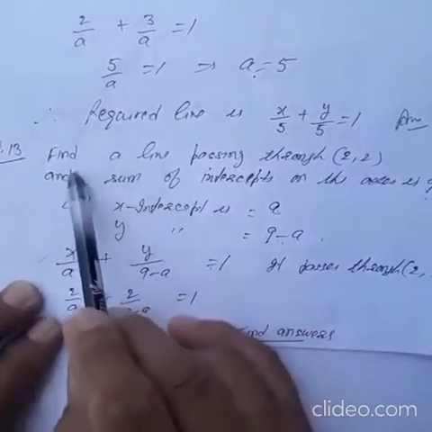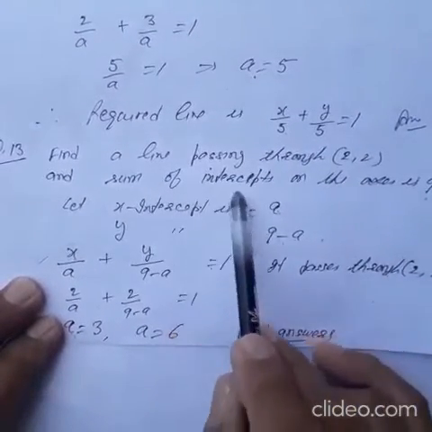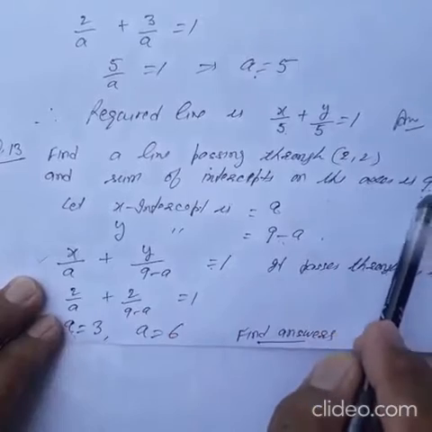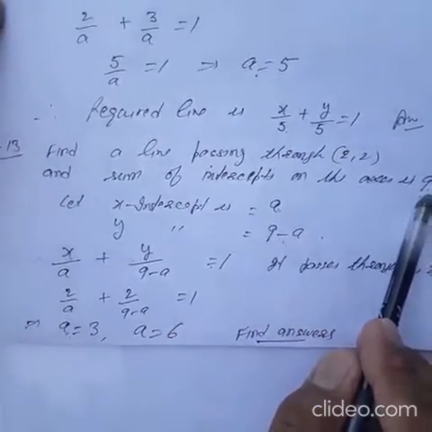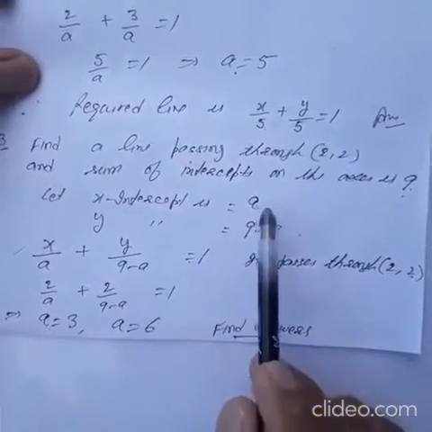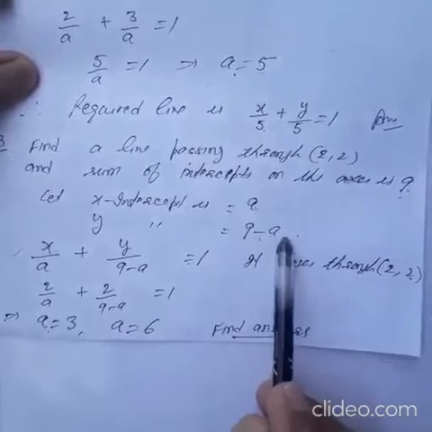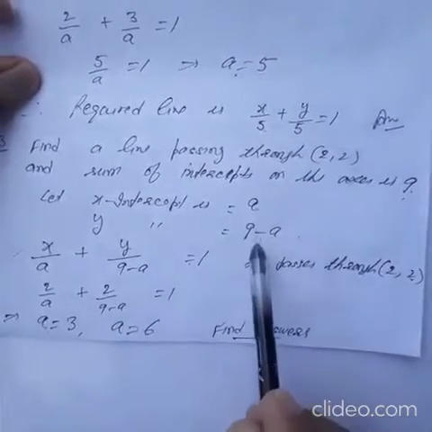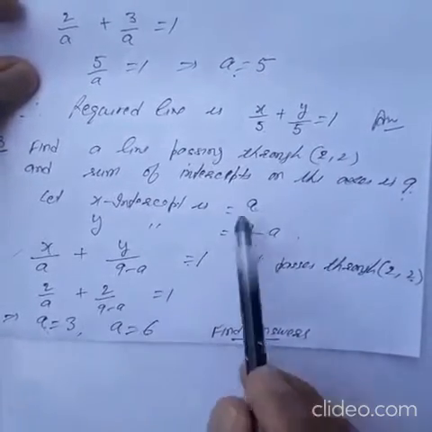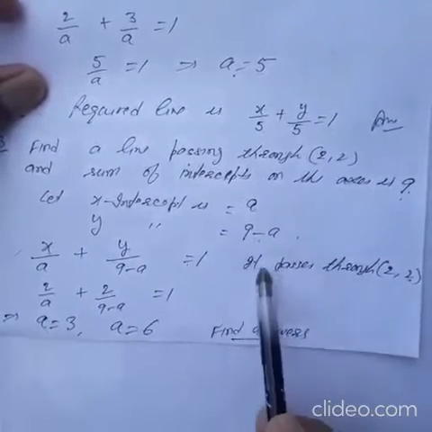So the statement is: find a line passing through (2, 2) such that the sum of intercepts on the axes is 9. So the sum of intercepts is given as 9. Now let the x-intercept be a, because the sum is 9, so the y-intercept will be 9 minus a. Now we will use the intercept form, similar to the previous question. So x upon a plus y upon (9 minus a) is equal to 1.